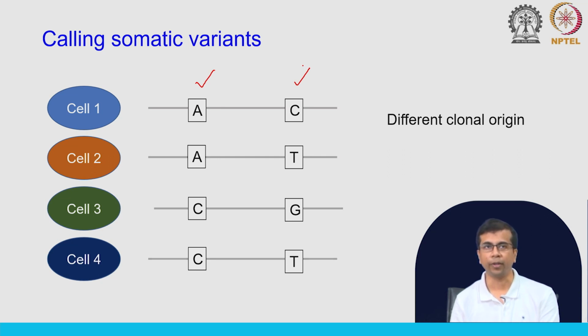Okay. So, again this is different between cell 1, cell 2 and cell 3, cell 4, and similarly if you look at the other position, again you have a difference, right. So, you have C, T or G. And this arises because these cells perhaps come from different clones, right. So, what do I mean by this different clonal origin?